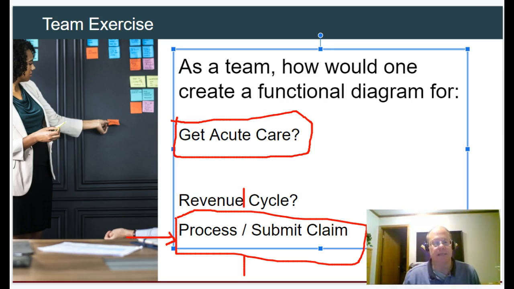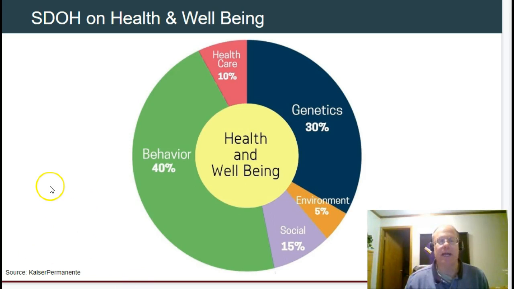A few years ago, Kaiser Permanente came up with a model that explains health and well-being. What's interesting is that our healthcare system only affects 10% of our health and well-being. Our genetics, 30%. We don't control that. If we did, we'd be able to pick our parents. Behavior, 40%. Socialization, how our connections with other human beings, that's 15% of our health and well-being. Of course, environment is 5%.